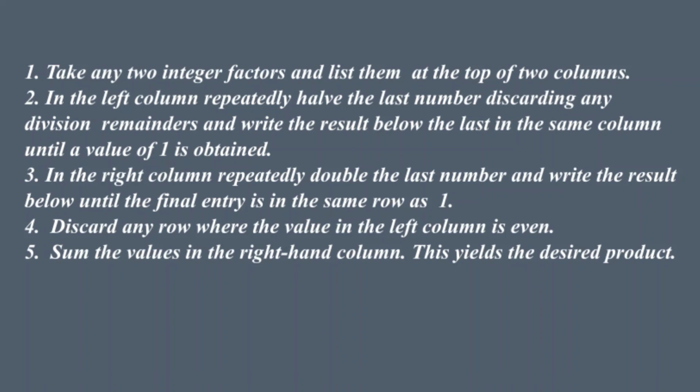Take any two integer factors and list them at the top of two columns. In the left column, repeatedly halve the last number, discarding any division remainders, and write the result below the last in the same column until a value of 1 is obtained. In the right column, repeatedly double the last number and write the result below until the final entry is in the same row as 1. Discard any row where the value in the left column is even. Sum the values in the right-hand column. This yields the desired product.